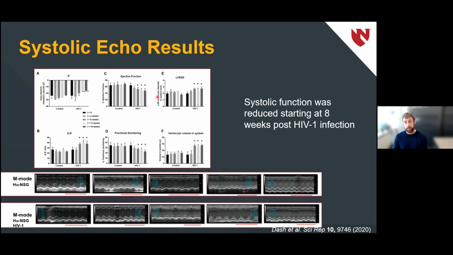This systolic function also shows a reduction in the fractional shortening, as well as an increase in the end systolic volume and diameter. The M-mode images show that the humanized mice maintain their contractility, whereas the HIV-1 infected humanized mice lose that nice contractility as HIV-1 disease progresses.